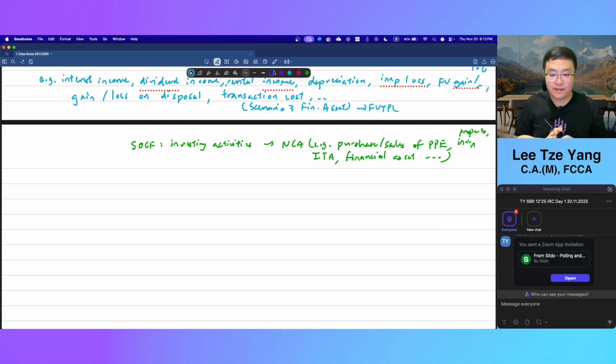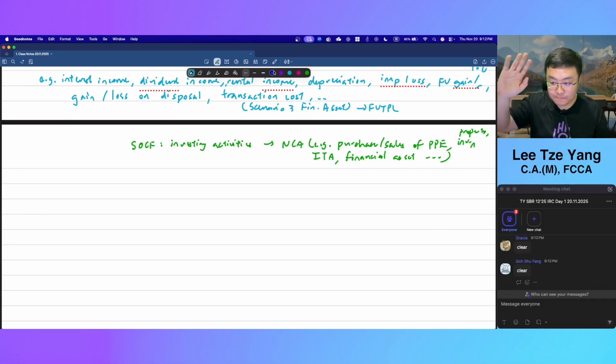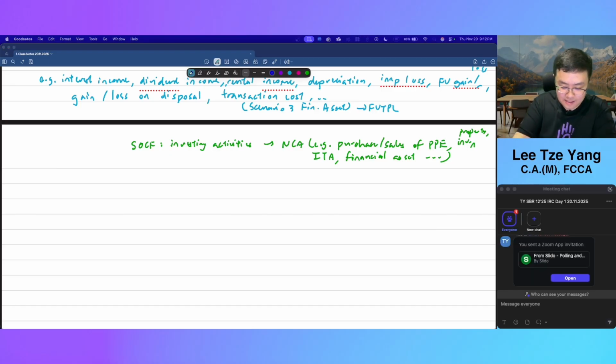Is it clear? If clear, you say clear. Is it clear to you? Can you see the difference? I hope you can see the difference. Clear? Okay, good.